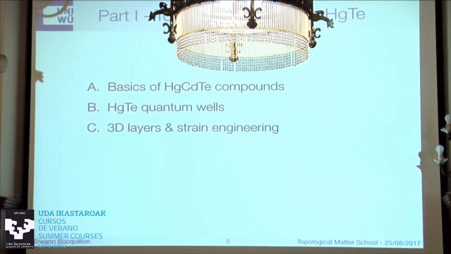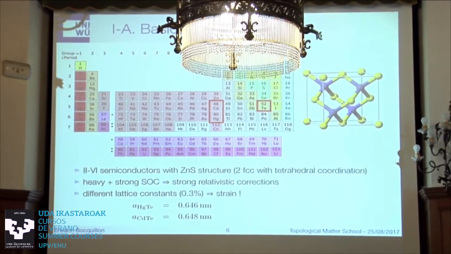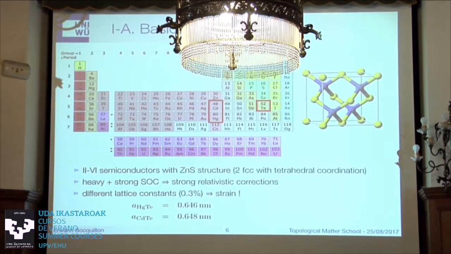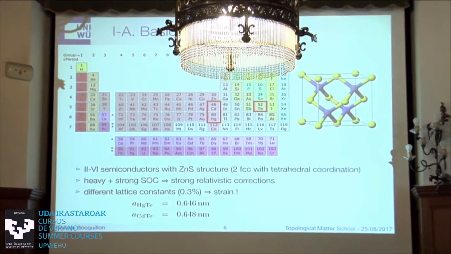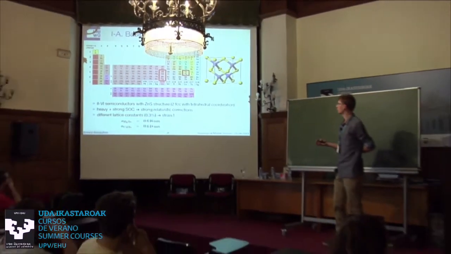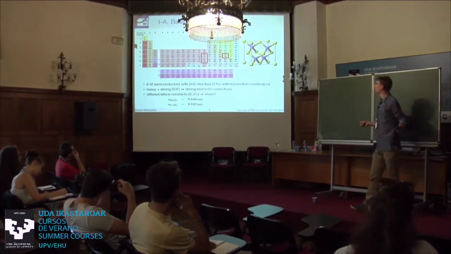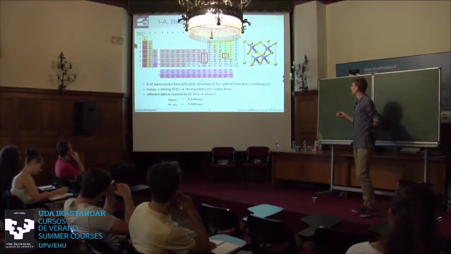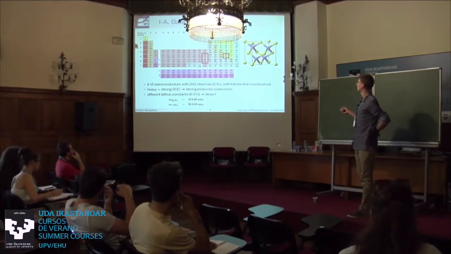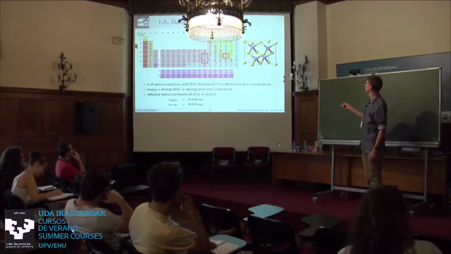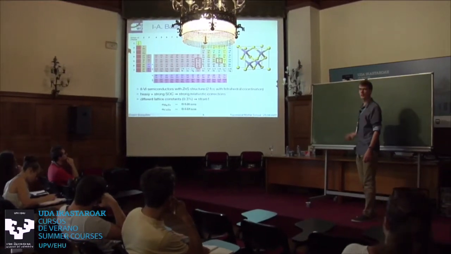So let's start with first normal transport in Mercury Telluride. So as you may have heard yesterday already, Mercury Telluride is a 2,6 semiconductor where you find the mercury here and the telluride here, and it's usually grown in heterostructures together with cadmium telluride, which uses cadmium, which is here. These semiconductors have zinc blende structure, which means that it's two FCC that are with tetrahedral coordination, which means that you have two FCC that are translated by a quarter of the diagonal here.